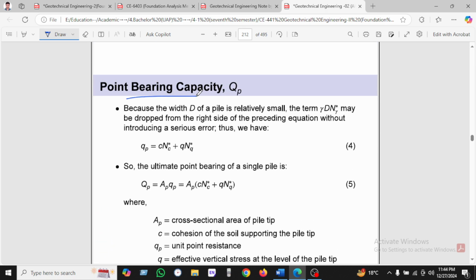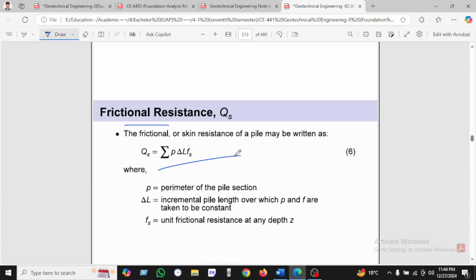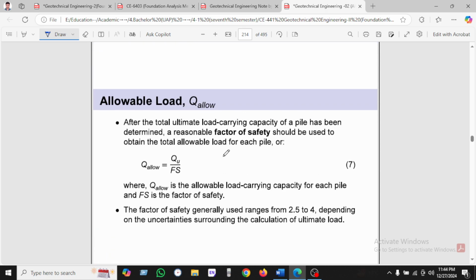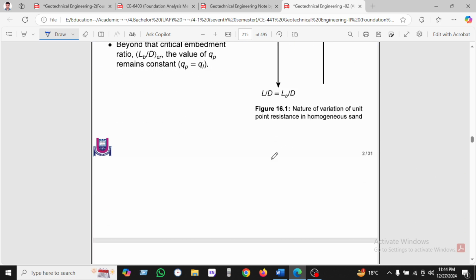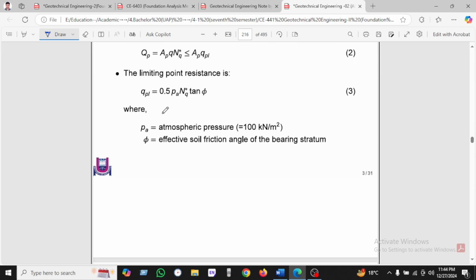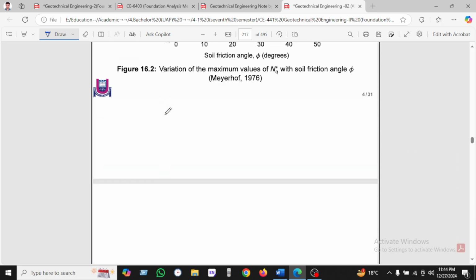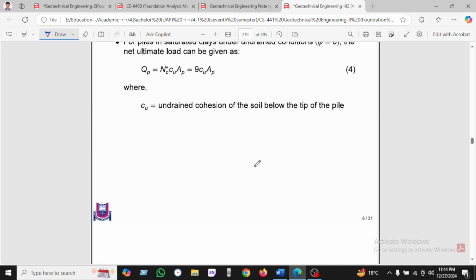The point bearing capacity, you can see the example here. The frictional resistance formula is given here, and the allowable load is given. We are using the Meyerhof method to estimate Qs on sand. You can see here the Meyerhof method of estimation on sand. This is the graph, but we will not use it. This is the Meyerhof equation for Nq. For getting Nq, at 30, Nq will be 56.7.